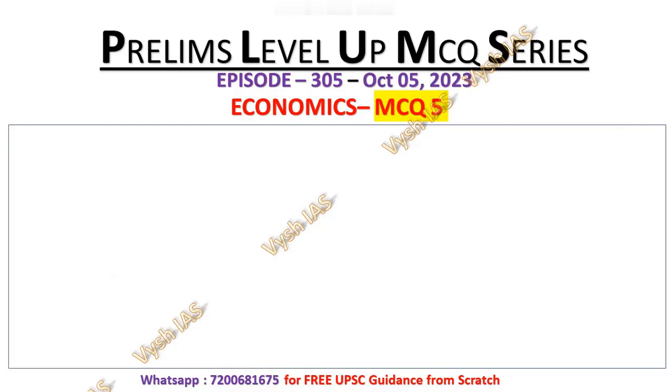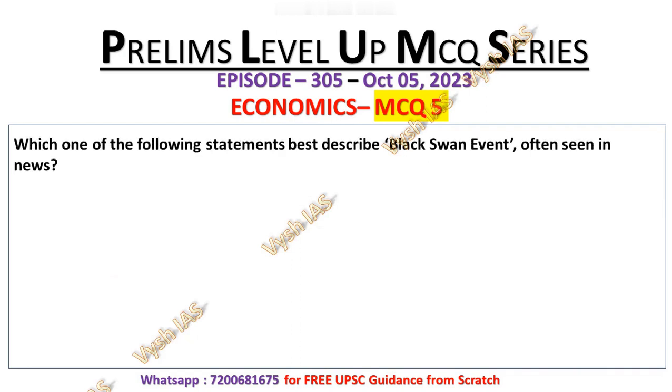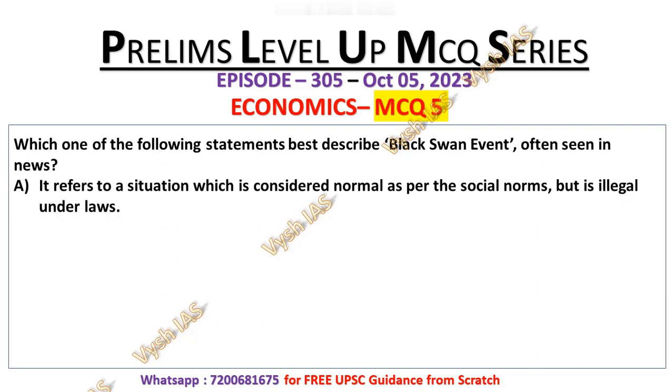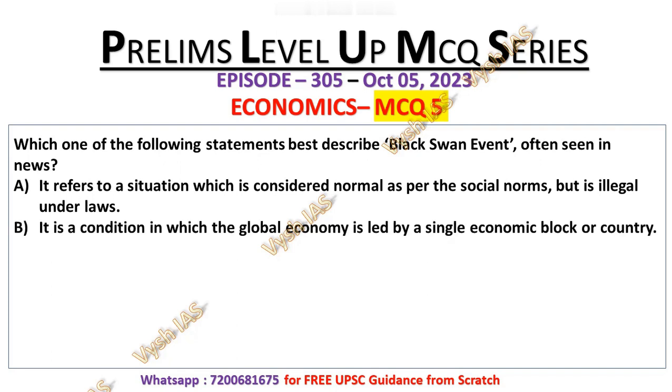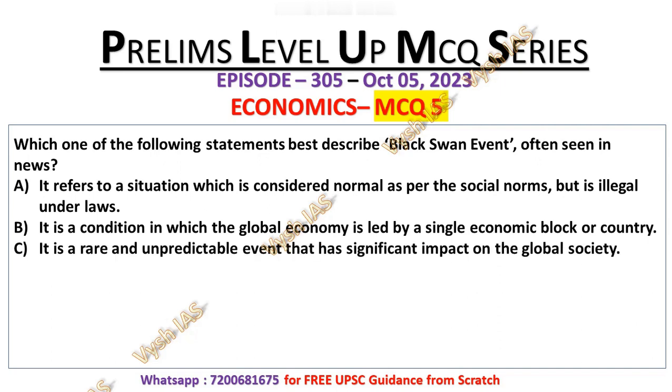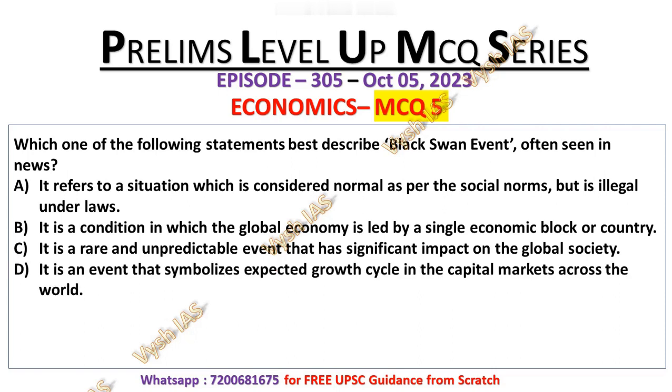Now, move to the last MCQ of today's class, that is MCQ number 5. Which one of the following statement best describe Black Swan event often seen in news? Option A, it refers to a situation which is considered normal as per social norms but is illegal under laws. Option B, it is a condition in which global economy is led by a single economic bloc or country. Option C, it is a rare and unpredictable event that has significant impact on the global society. And last is, it is an event that symbolizes expected growth cycle in the capital market across the world. So, take 10 seconds and try to answer this question.